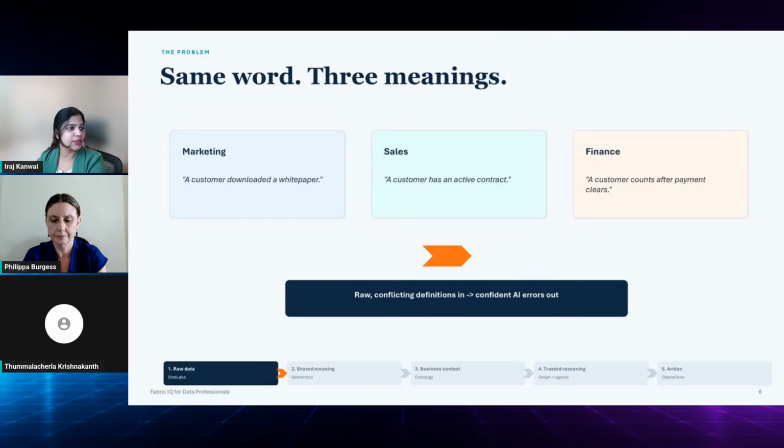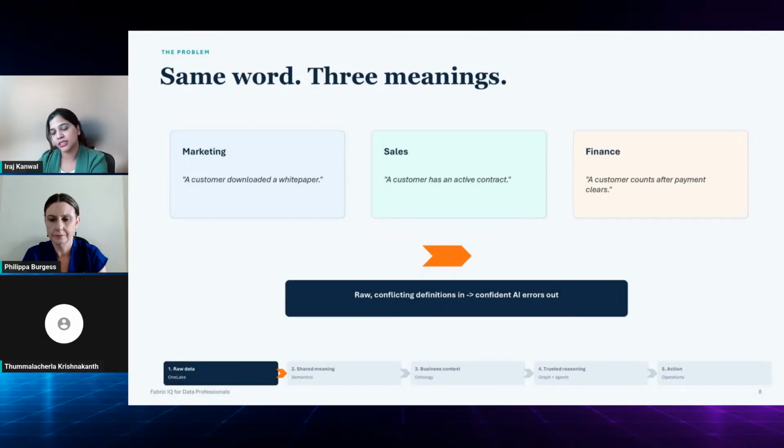So here's the business problem in a simple form. Imagine asking three teams the same question: what is a customer? Your organization has departments and teams called marketing, sales, and finance. If you ask this question to the three different teams, what is each team going to answer? Marketing may say a customer is someone who downloaded a white paper or registered for an event, because to them, this is what an active customer means.